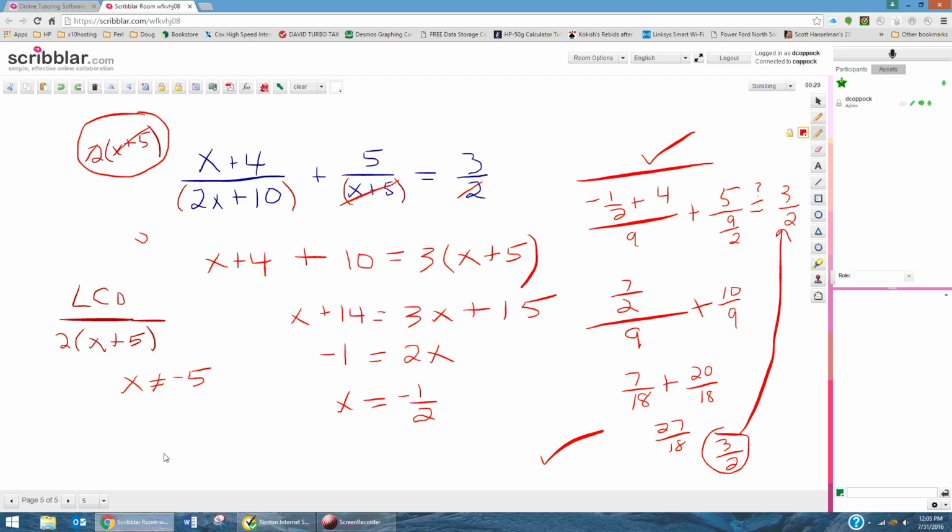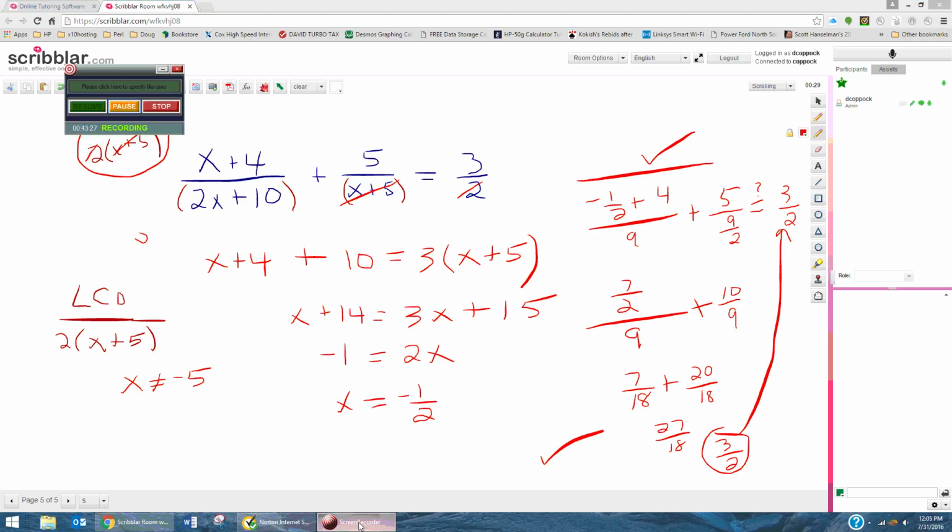Okay? So that's just to give you an idea on how you can find an LCD and some of the uses for finding a least common denominator or a least common multiple. There you go.